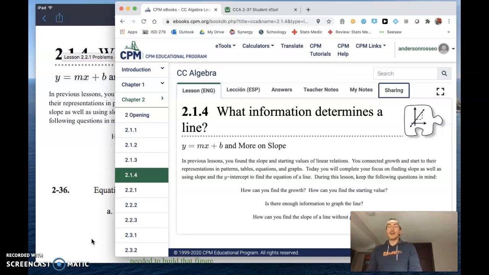Today we're going to investigate from our CPM Common Core Algebra book, section 2.1.4, and we hope to be able to answer the question, what determines a line? We're going to walk through a couple problems, talk about how to do a little bit of homework, and by the end, I hope to leave you with a little bit of info on what a slope is and how we use it, as well as what a y-intercept is and how we use it.